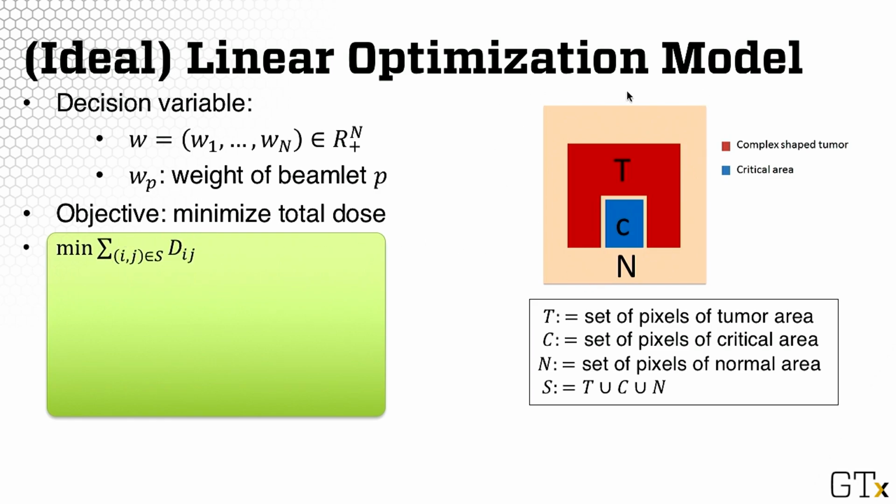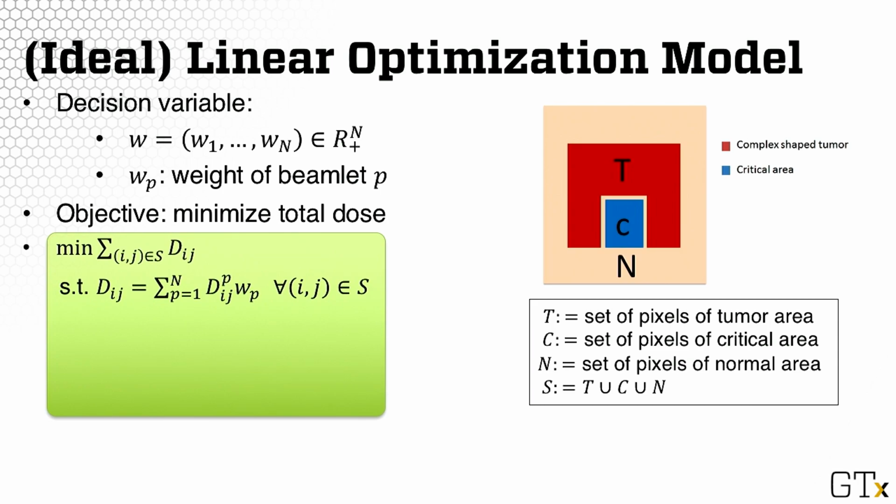over the entire area. So we have the tumor area denoted by T. This is the set of pixels for the tumor. And C is the set of pixels for the critical area. N is the set of pixels for the normal area. And the union is the total, the set of all pixels. So we want to minimize the total radiation level, summing over all the pixels, because radiation is bad for normal tissues. We want to minimize that.